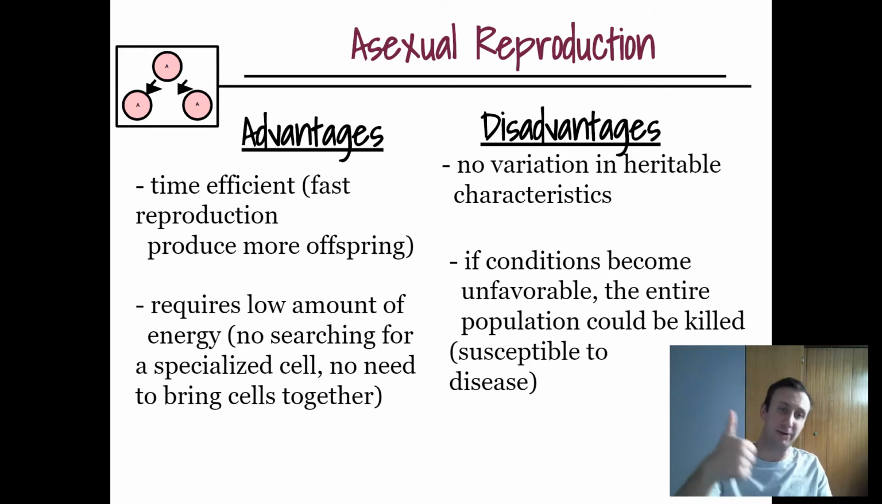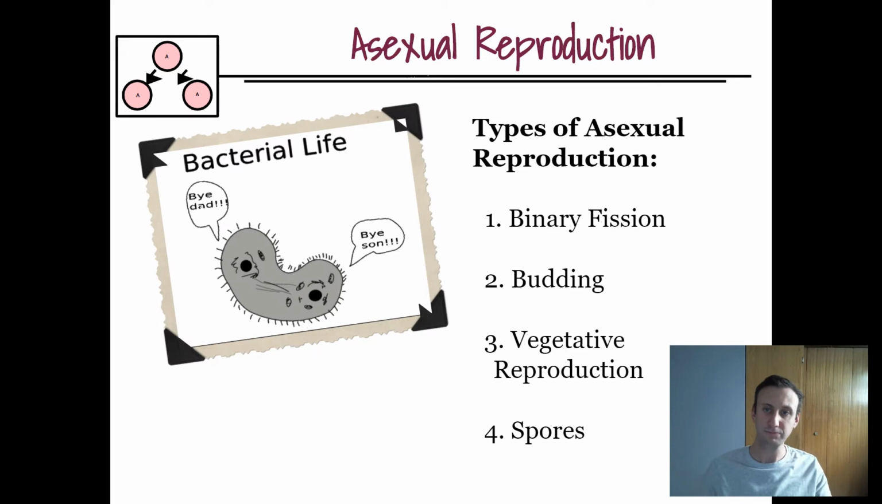Okay, so advantage, fast, low energy. Disadvantage, no variation except for mutations, and they're more susceptible to changes because they're all genetically the same. So low diversity. So types of asexual reproduction, we're going to quickly go over. We have binary fission. That's the main one we think about. We got budding. We have vegetative reproduction, which has a few different types built in there. And then we have spores as well. Okay, and spores is when we talk about things like mold.